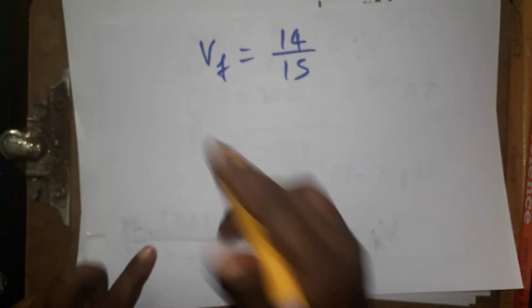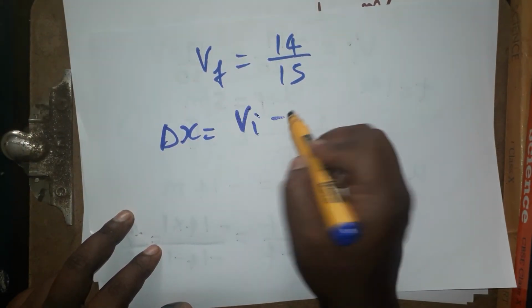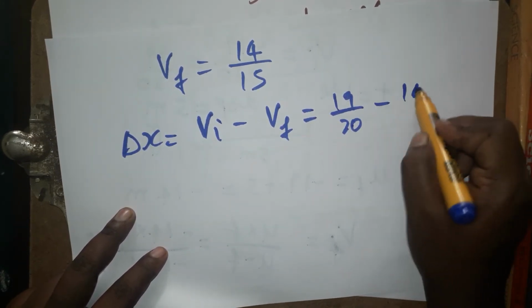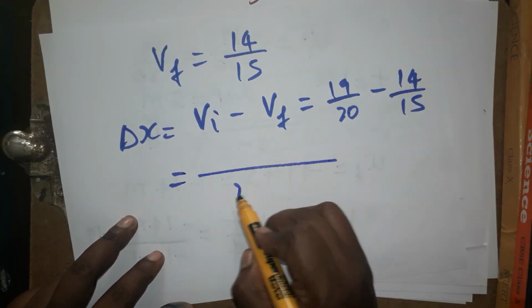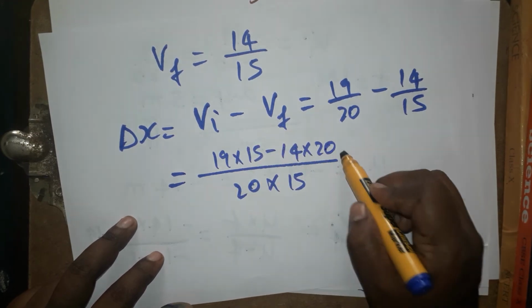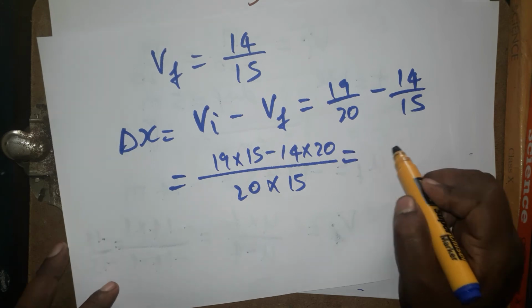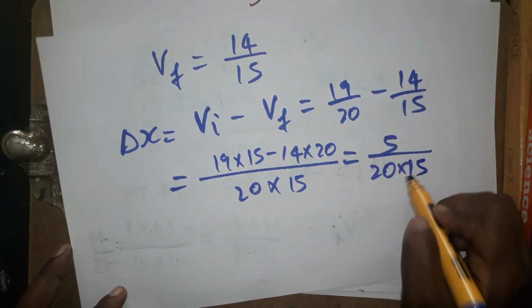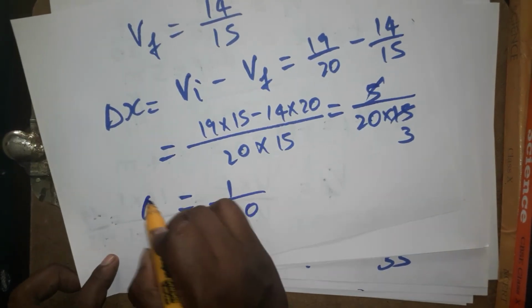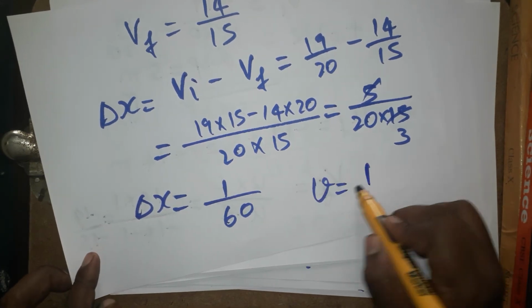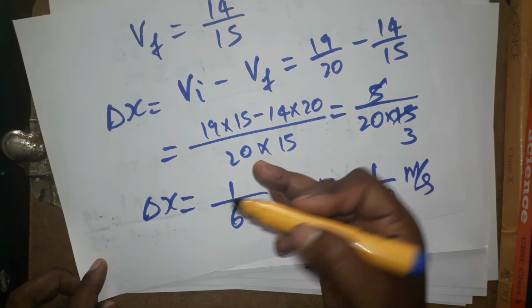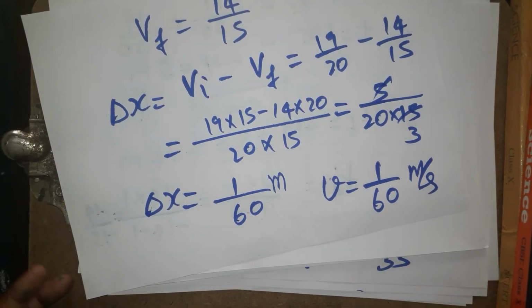Now the change in distance is V initial minus V final. V initial is 19 divided by 20, V final is 14 divided by 15. If you take the LCM of 20 into 15, it is 19 into 15 minus 14 into 20. This calculation gives 5 divided by 20 into 15. We will get 1 by 60 as the change in distance. If you want velocity, velocity is 1 divided by 60 meter per second because time is 1 second.